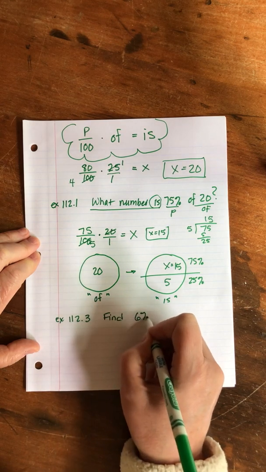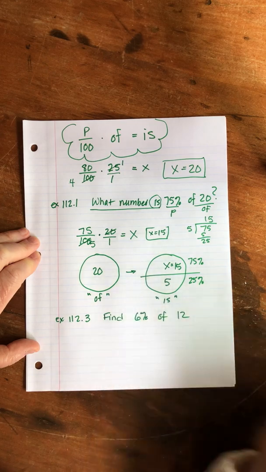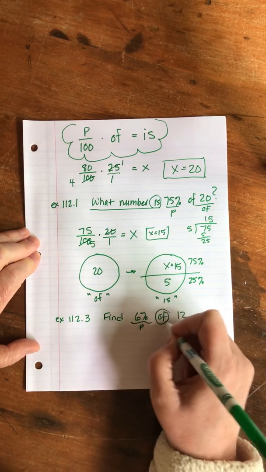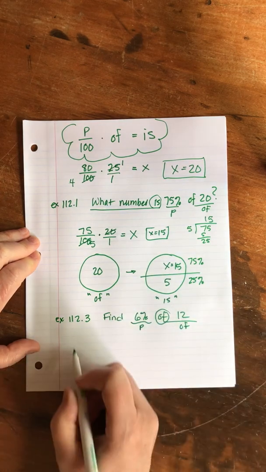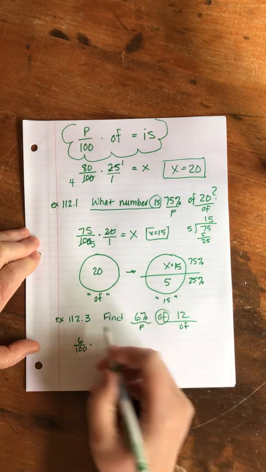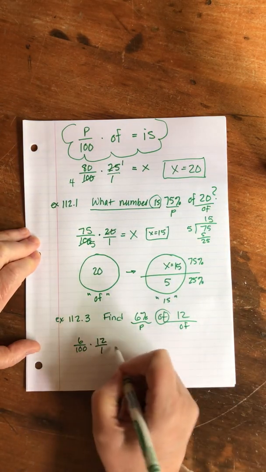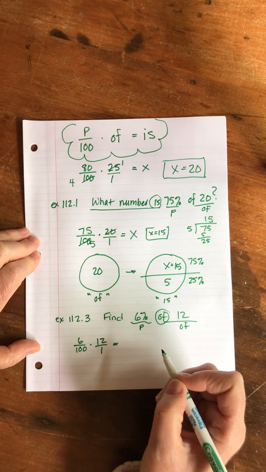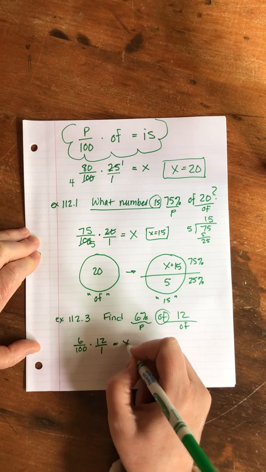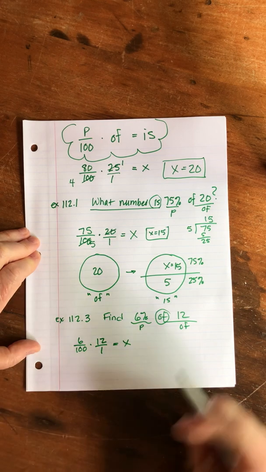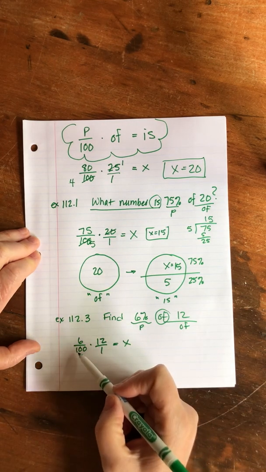Okay, find 6% of 12. Okay, there's our percentage. There's our "of" number. So we go 6 over 100, times the "of" number, 12, we'll put that over 1, equals X, we can say. Okay, now let's see. We could simplify this, right? Because these are both even numbers.